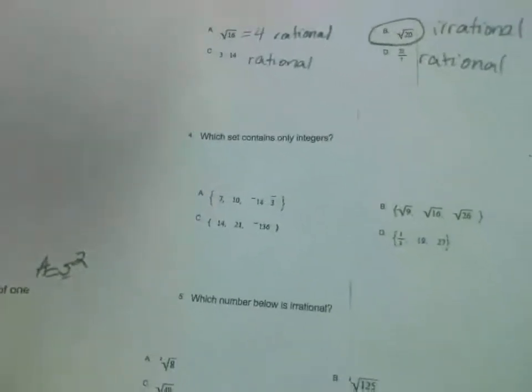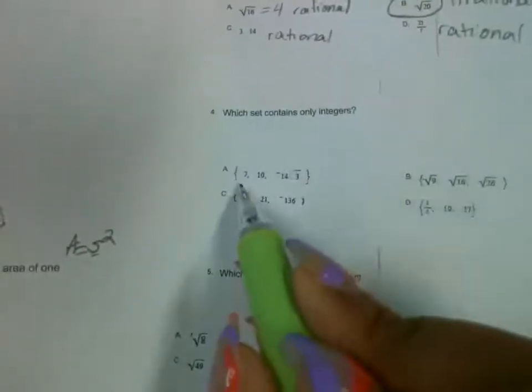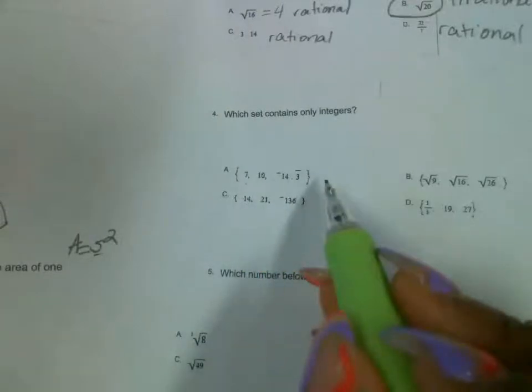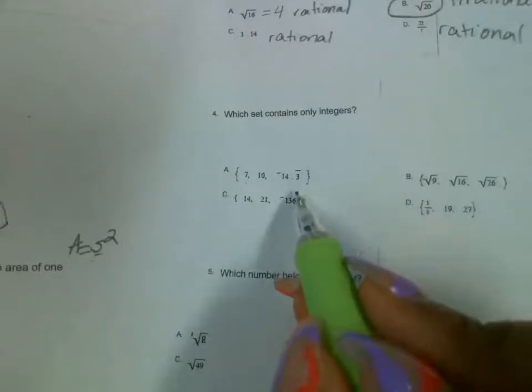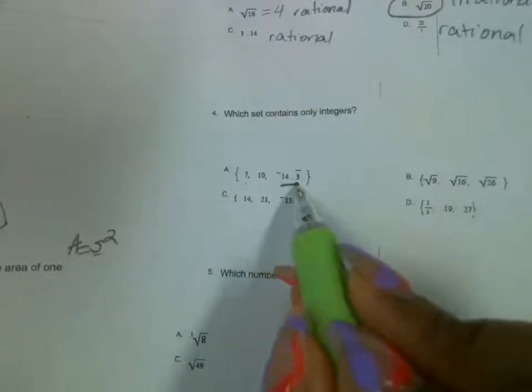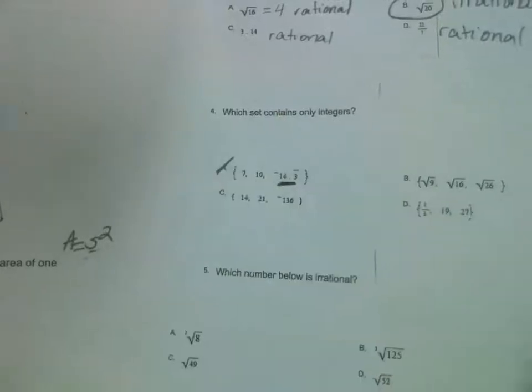Let's go to number 4. Which set contains only integers? So we want only integers here. So 7 is an integer, 10 is an integer, and we got a negative. This is a negative 14.3. This is a decimal. Decimals are not integers. Okay, so these are not integers.